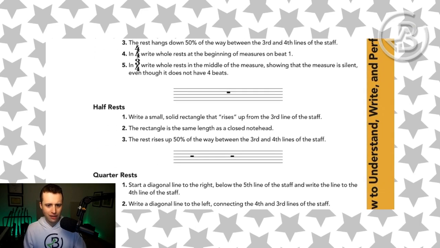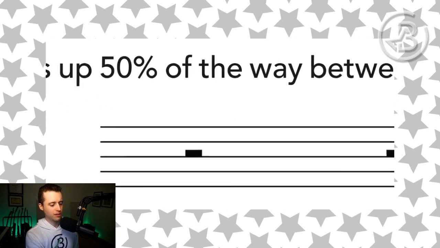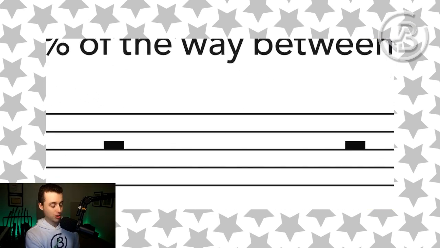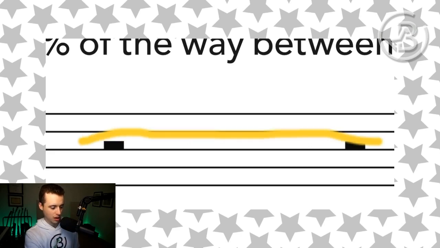Okay, let's talk about half rests. Half rests are small little rectangles that rise or sit on top of the third line of the staff, line number 3. The rectangle is the same length as the closed note head, which is also the same length as the whole rest. And just like the whole rest took up 50% of the space between line 4 and line 3, the half rest is going to take up half the space. So you can see that half the space is open for mustard or other condiments.